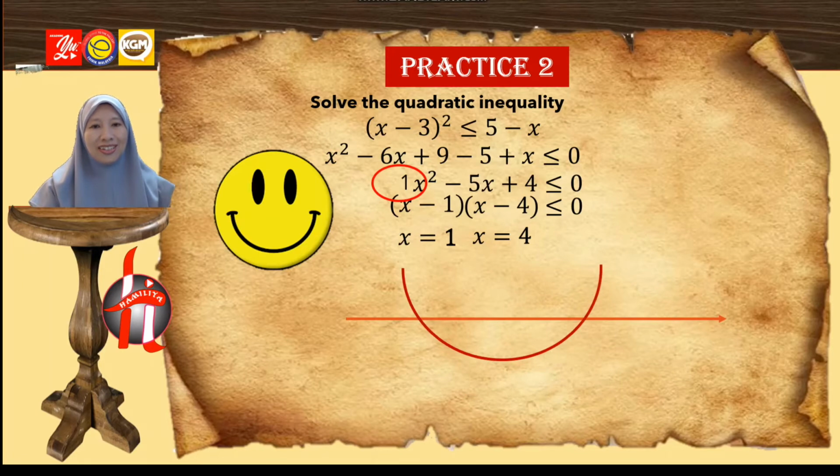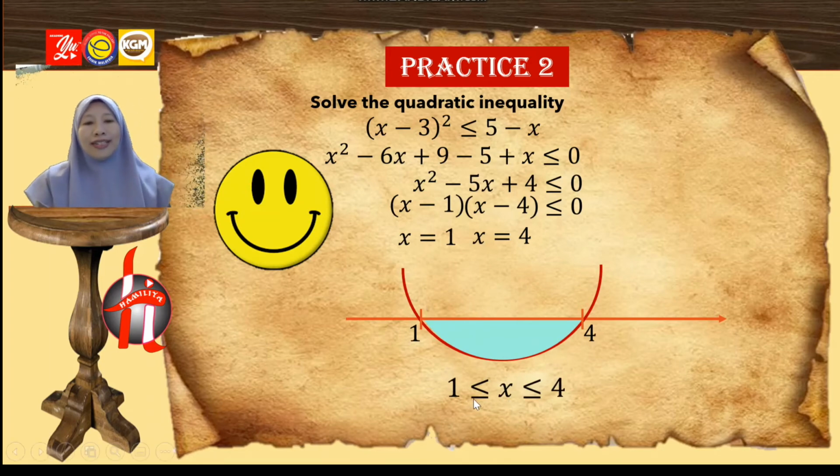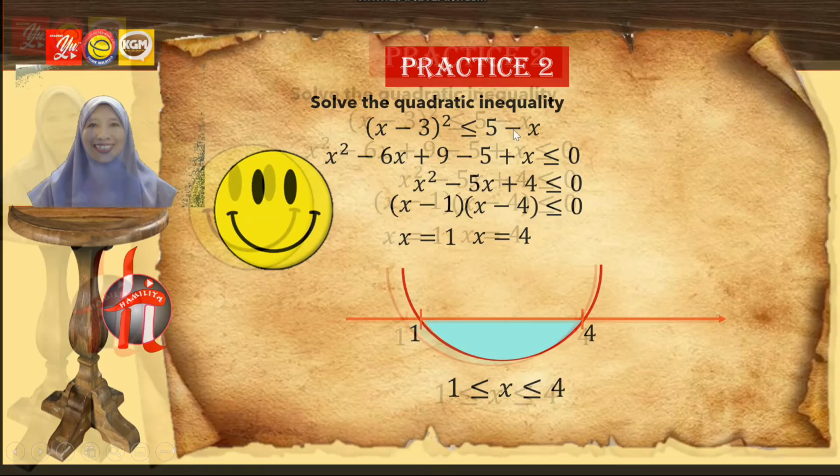Okay, and we label the root. Then we determine which area is less than 0. So the function is less than 0, must be below the x-axis. And then we determine the corresponding values of x. So x is greater than or equal to 1, and x is less than or equal to 4. This is our final solution for this quadratic inequality.